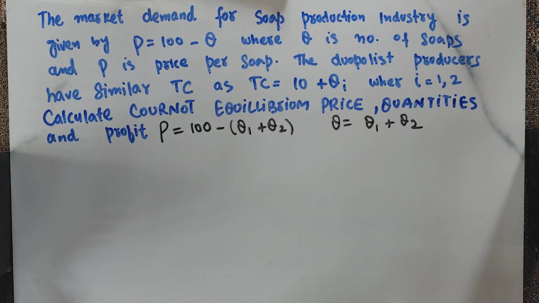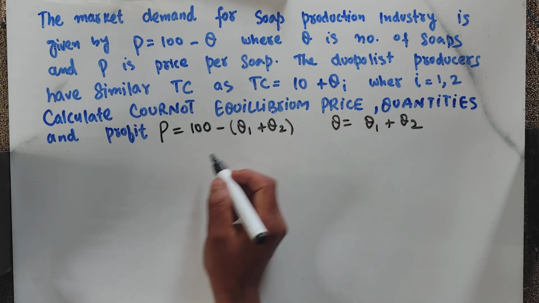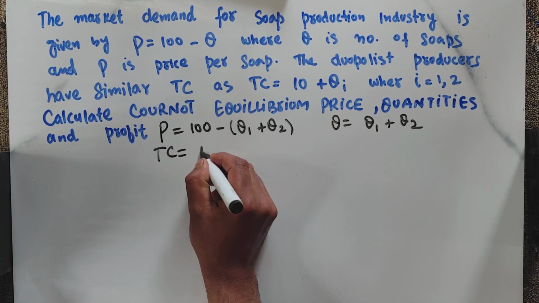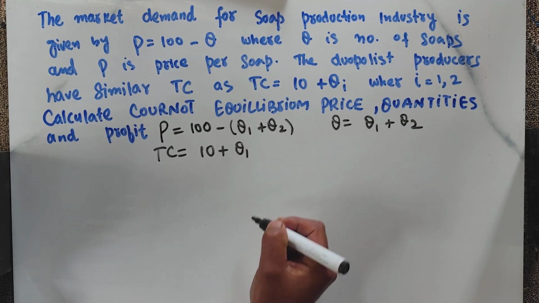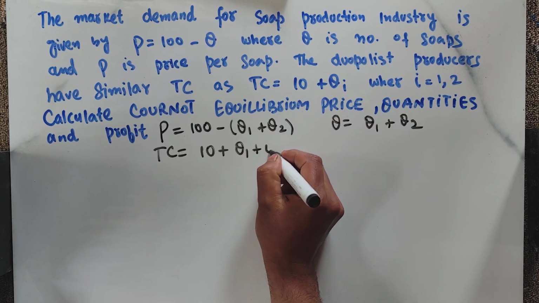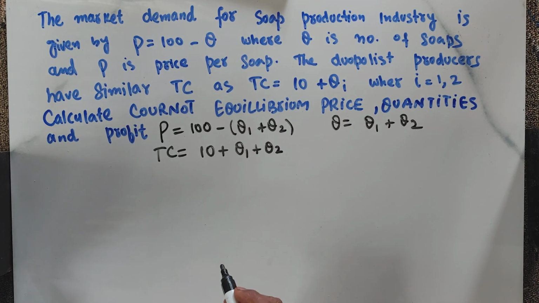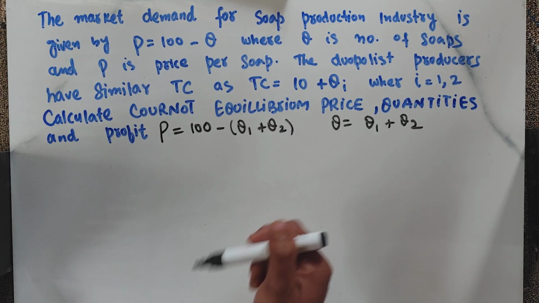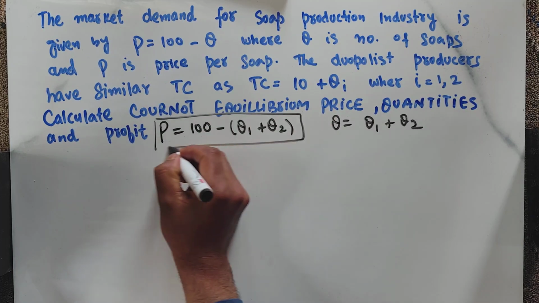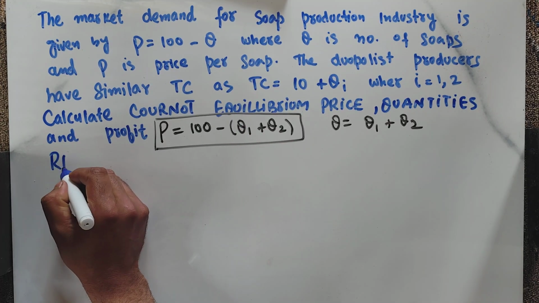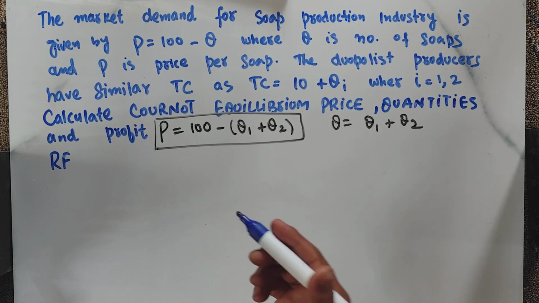So this is our demand function, and likewise our total cost function is given as 10 plus Q1, or let's write it Q1 plus Q2. So this is our total market demand function. To find the Cournot equilibrium, we need to find the reaction function of each firm. Let's find the reaction function for firm 1.